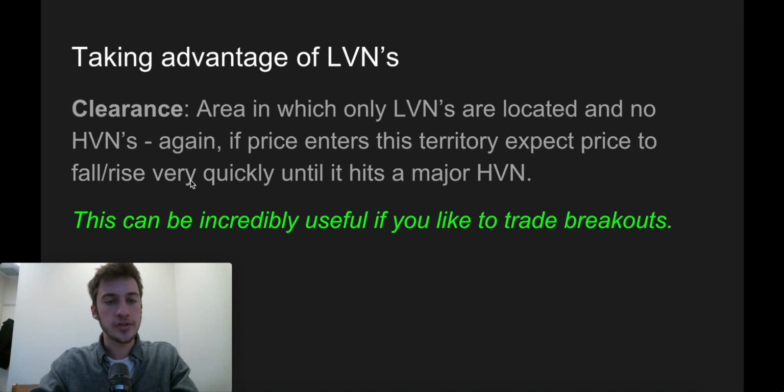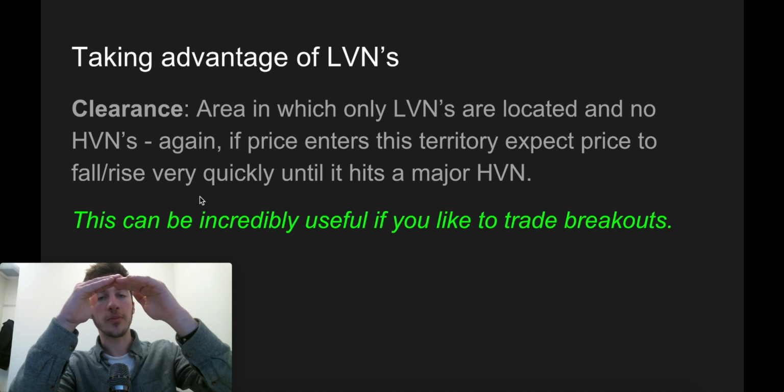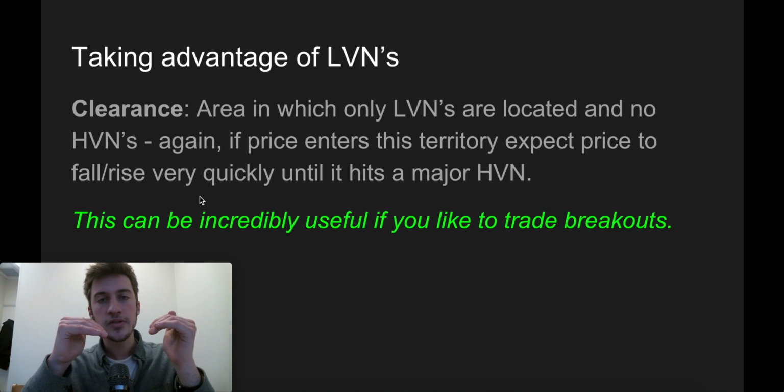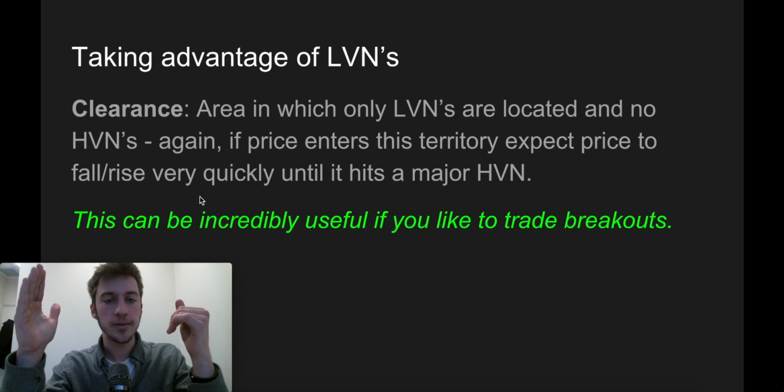And I defined clearance up above, but it's actually not too complicated. It's basically just the area where LVNs are located and there are no major HVNs. So what this means is that you might have some HVNs above price, for example, and then a bunch of LVNs below price. Remember, LVNs are low volume nodes where not a lot of volume has been transacted.